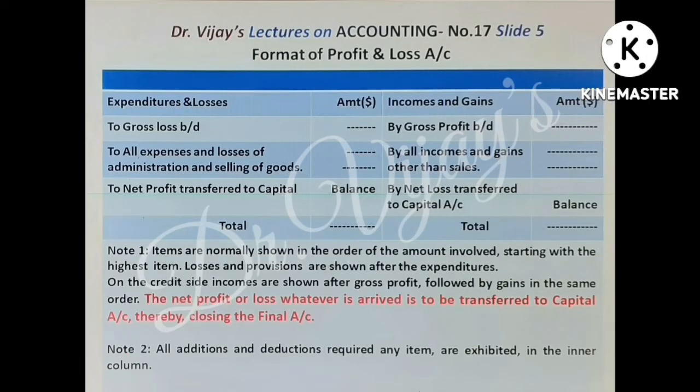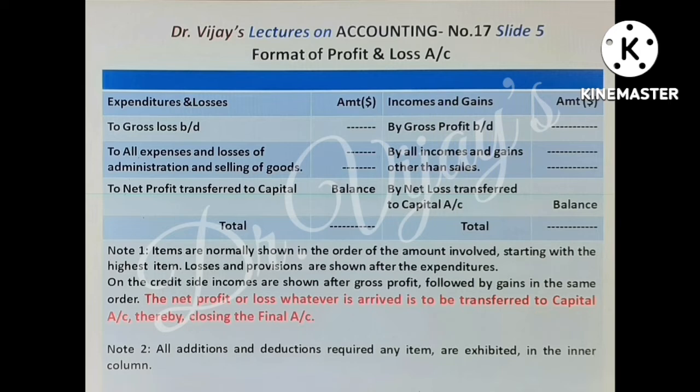Slide 5 shows the format of the profit loss account. Gross profit, if brought down from the trading account, will come in the credit side, and gross loss will come in the debit side. In the debit side, below gross profit, all the expenses and losses of administration, selling, and expense on assets like depreciation, repairs, and losses like bad debts, etc. are shown. On the credit side, all incomes and gains other than sales. Sales is shown on the trading account credit side, we know. All other incomes and gains are shown on the credit side.